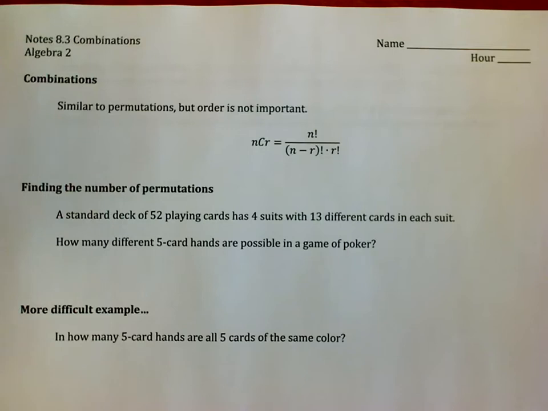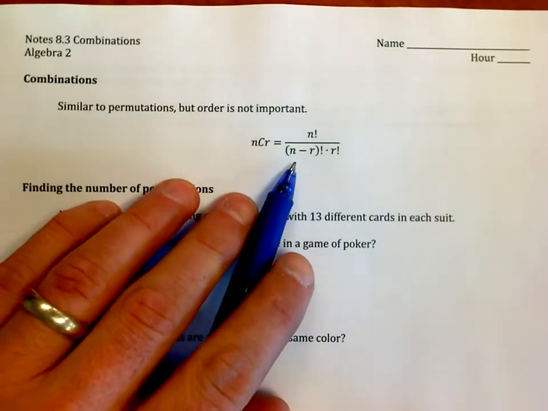In that case, it's different than having gold, silver, bronze, where order is important. And so we're going to treat it a little bit differently, and that's called a combination. So combinations, order is not important. There is a different formula for that.